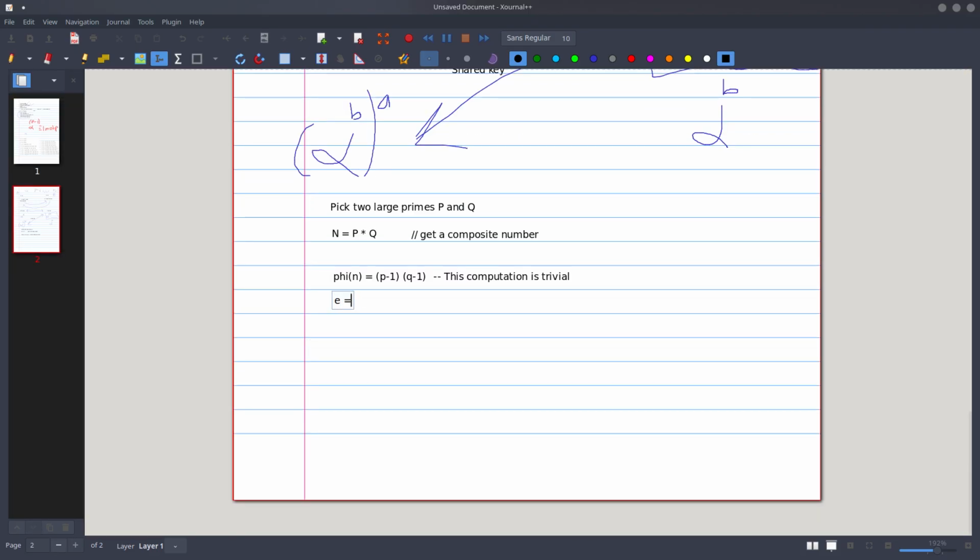Then you pick E, and E has to be some number inside of this set such that the GCD of whatever you pick, E, and phi of n must be 1. Oh, not n, it's phi of n. Phi of n, not n. There we go. Okay.